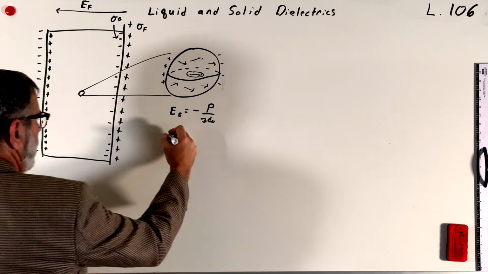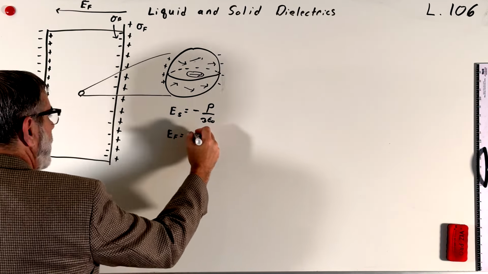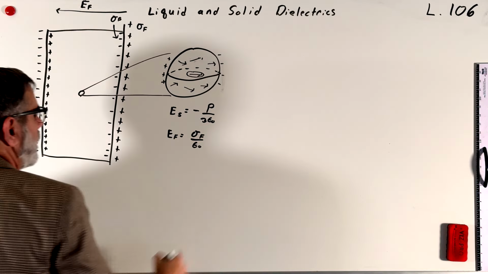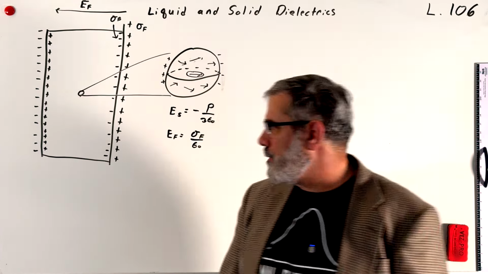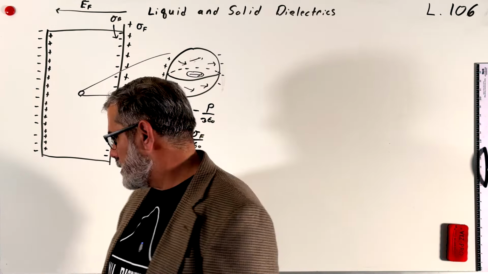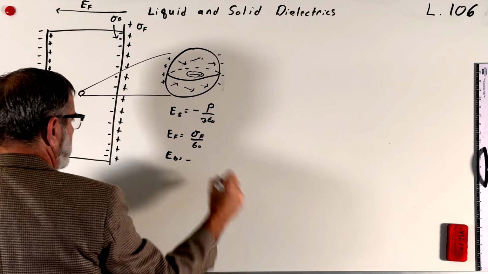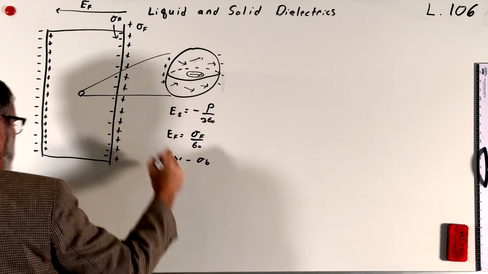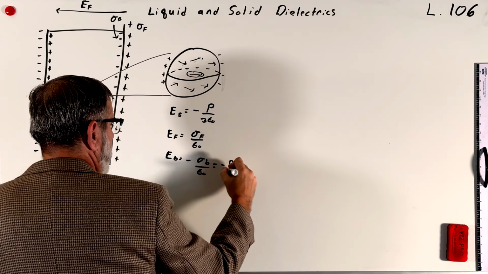This E sub f field, the free charge field, is going to be the free charge density divided by epsilon naught for this particular capacitor arrangement, right? This is for a parallel plate capacitor. We calculated that in a previous lecture. What about the bound charge field? That's going to be in the opposite direction, right? It's a minus, and that'll be sigma sub b for the bound charge density over epsilon naught, which is just equal to minus P over epsilon naught.